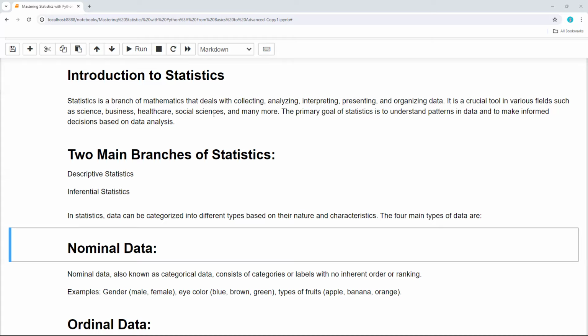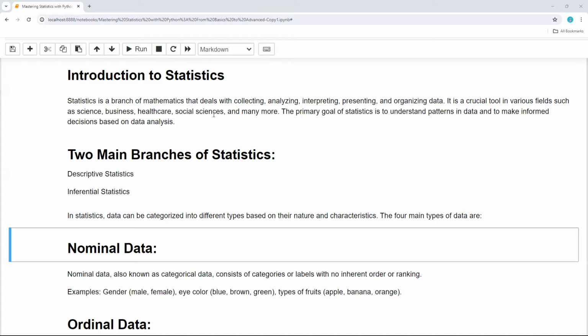Let me give a use case example. For example, I have sales data, let's take Amazon. I got the raw data and I want to look at how many sales there are per region, per country, and per city. That is a use case. So the primary goal of statistics is to understand patterns in data and to make informed decisions based on data analysis. Basically, we have two types of statistics.